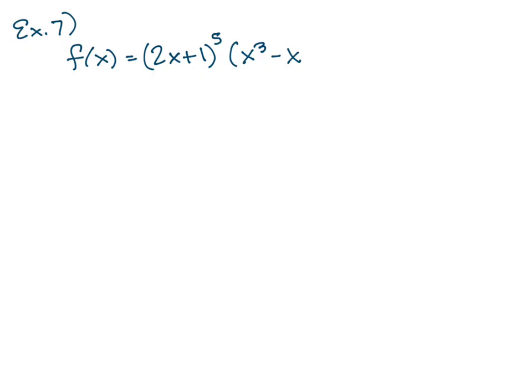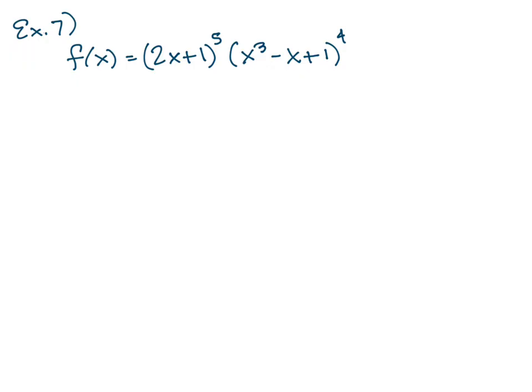Okay, so we'll try a new example. This is going to be example 7. This one's going to go full throttle here. So get ready. I would say get ready to rumble. All right, so here's our f of x. We have 2x plus 1 raised to the 5th power times x cubed minus x plus 1 raised to the 4th power.